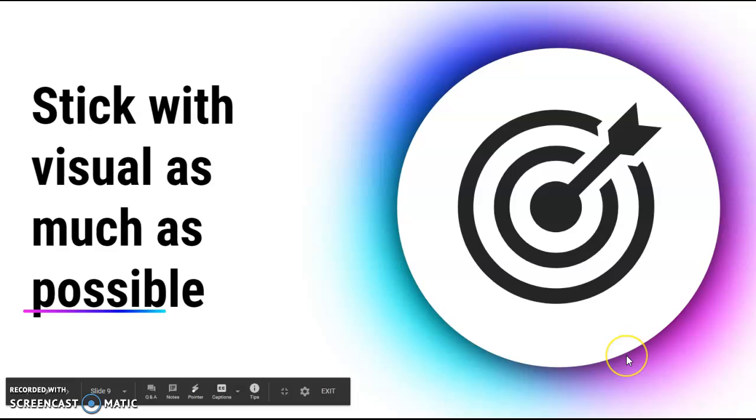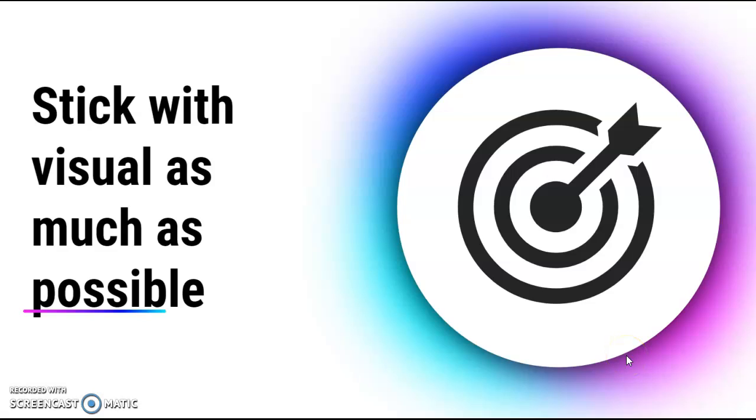Stick with the visual as much as possible. Don't overwhelm it, don't overload it, but our minds tend to remember visual more than they remember anything else.